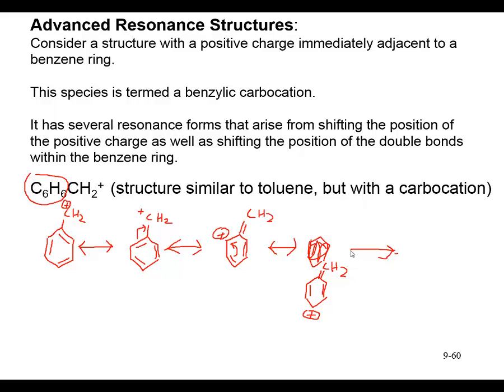So here's my 5th resonance structure that we can draw. With that 5th resonance structure, we're going to move this double bonded set of electrons down here. So I moved it to this, between these 2 carbons, and I have my carbocation in this position.